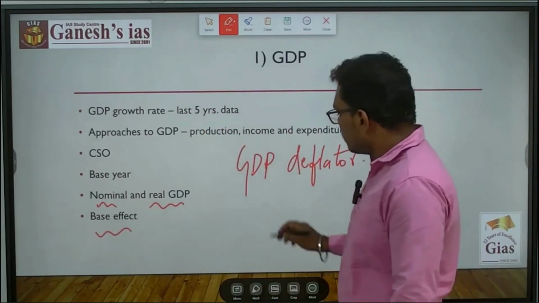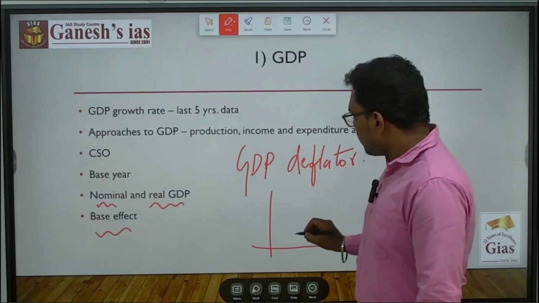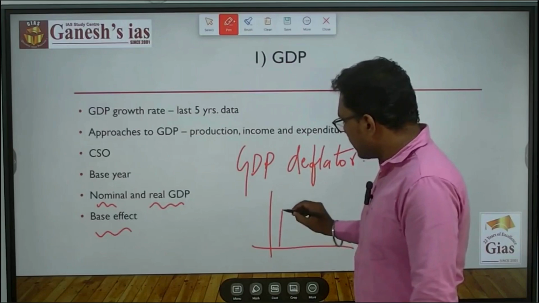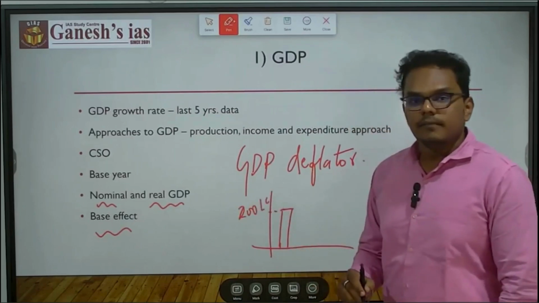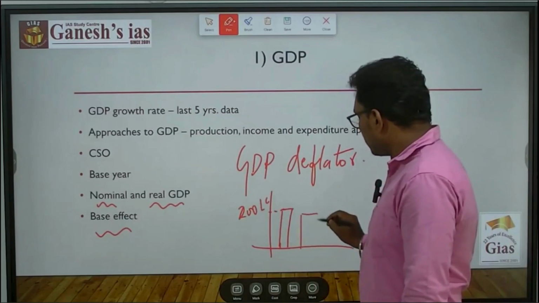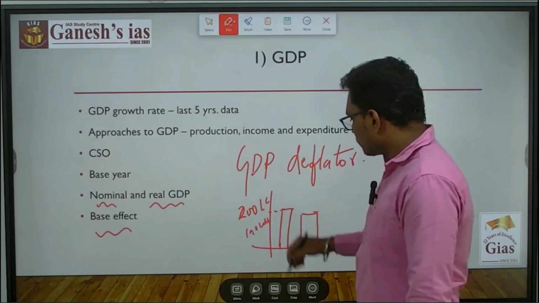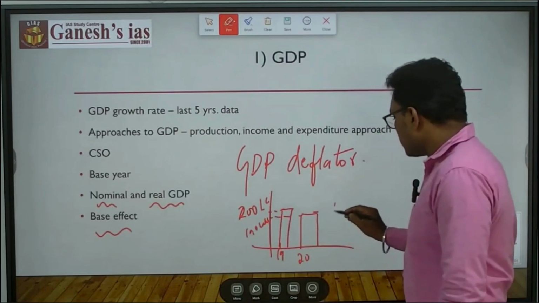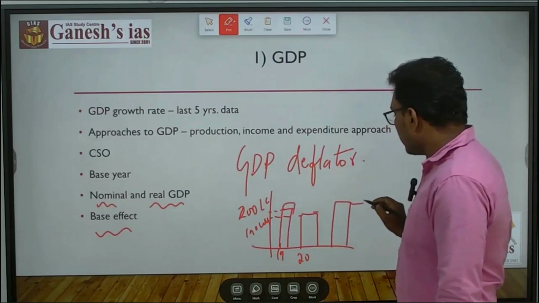See, base effect is nothing but what happened during the COVID year. Assume we're talking about GDP and not GDP growth rate. Assume that your GDP was 200 lakh crore in 2019, whereas in 2020 what would have happened is it would have become 190 lakh crore. This is 2019, this is 2020. Whereas in 2021, it would have become 195 lakh crore.